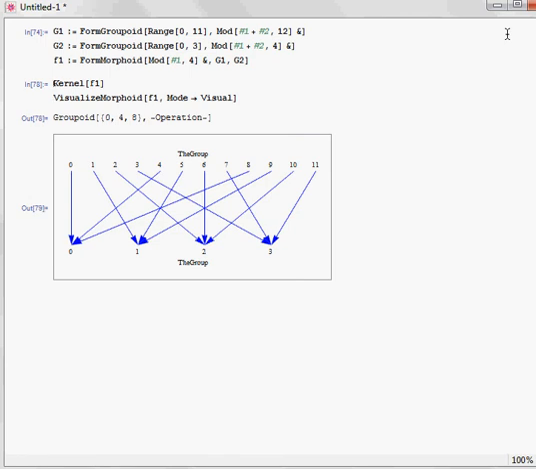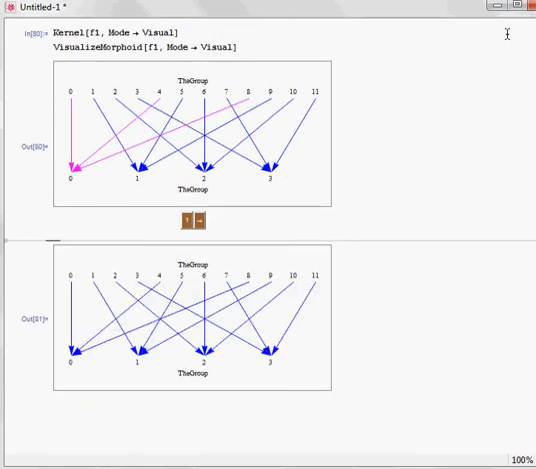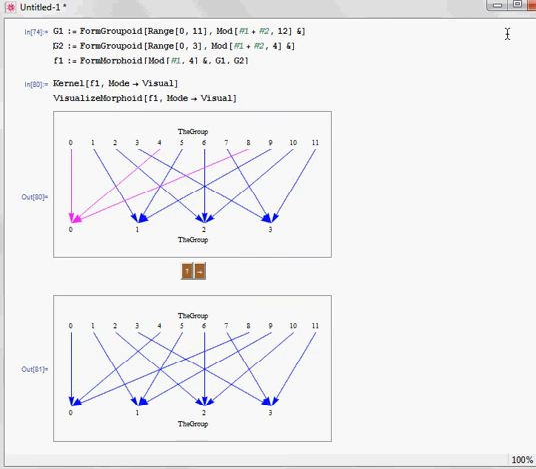And there's also a way to visualize the kernel. There are various property checkers on morphisms and so on. But I'm going to keep it like this for this demo. Other features another time.